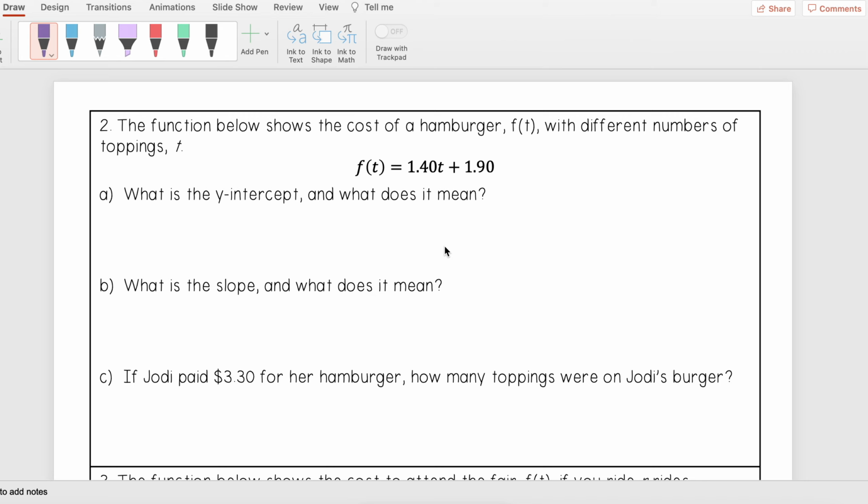So in this video, we're going to be looking at some more examples of interpreting slope and y-intercept. For number 2, it says that the function below shows the cost of a hamburger, f of t, with different numbers of toppings, t. So f of t equals cost, t equals number of toppings.